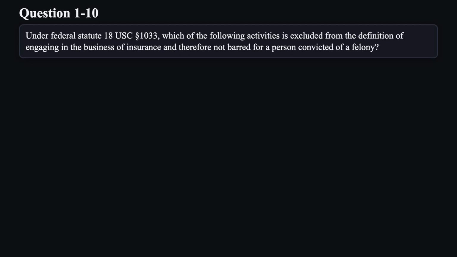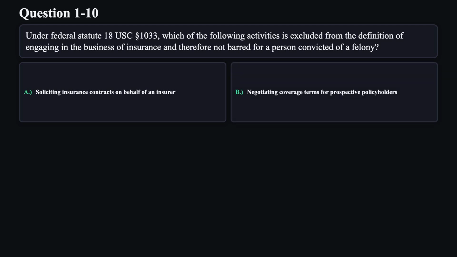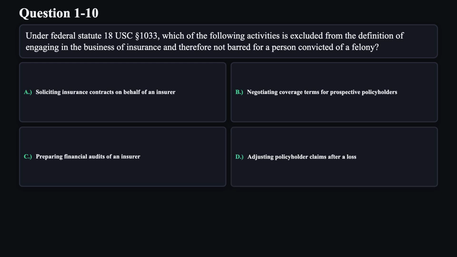Question 10. Under federal statute 18 U.S.C. section 1033, which of the following activities is excluded from the definition of engaging in the business of insurance and therefore not barred for a person convicted of a felony? A. Soliciting insurance contracts on behalf of an insurer. B. Negotiating coverage terms for prospective policyholders. C. Preparing financial audits of an insurer. D. Adjusting policyholder claims after a loss.